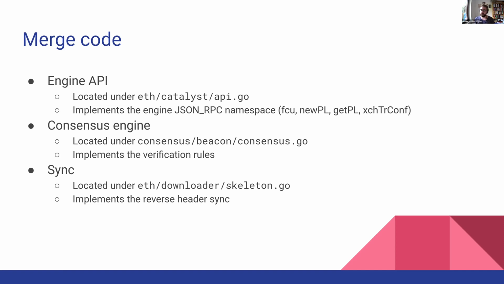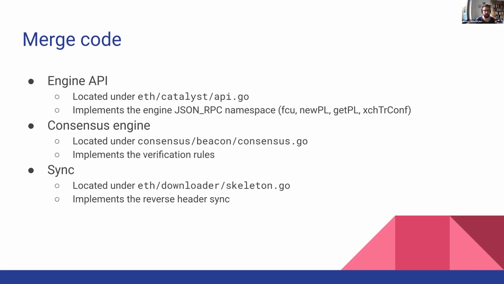So if you're an avid listener of PEEPanEIP, you already know this. But basically, after the merge, you need to run 2 different clients. You need to run the execution layer client, Geth or Erigon, and you need to run a consensus layer client, like Prysm or Lighthouse. And the consensus layer client basically tells the execution layer client what to do. And for that, we use the engine API.